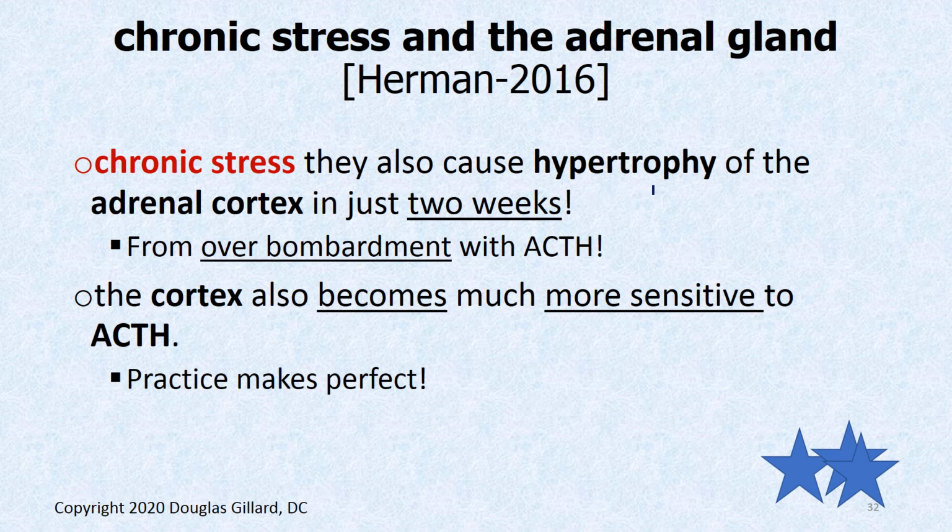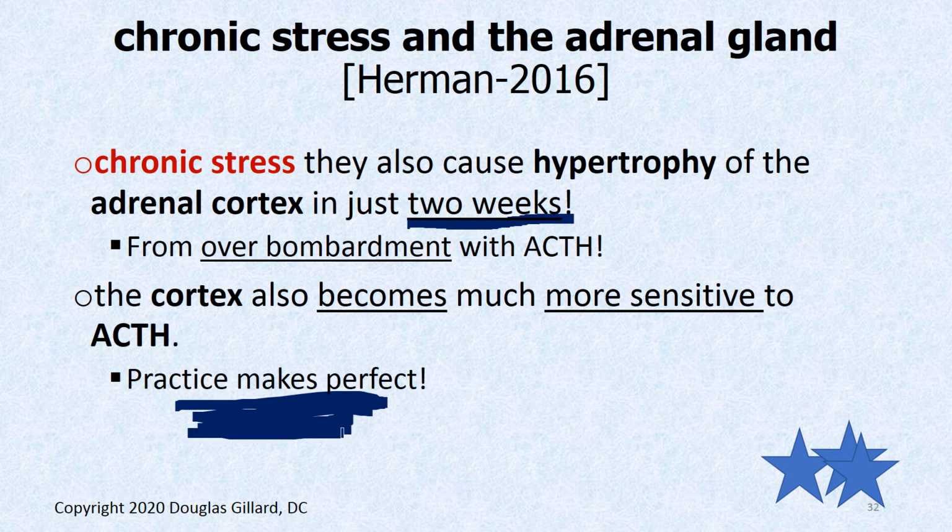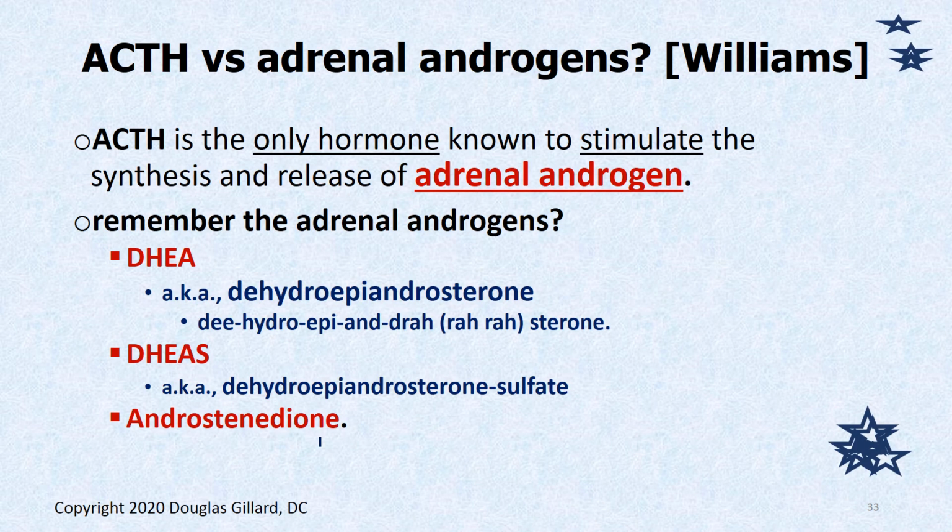It causes hypertrophy of the adrenal cortex in 2 weeks. When you have too much ACTH around, the adrenal cortex can thicken really, really fast. And that's from the overbombardment with ACTH. Cortisol release also becomes more sensitive to ACTH as well. So kind of like practice makes perfect. Same thing with chronic pain. People who are bombarded with chronic pain over and over again, it's not a good thing for the brain. The brain gets good at feeling it, practicing it, and it can go on to linger for a long, long time.